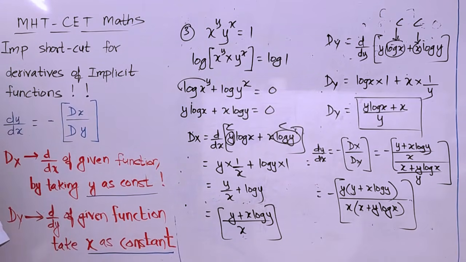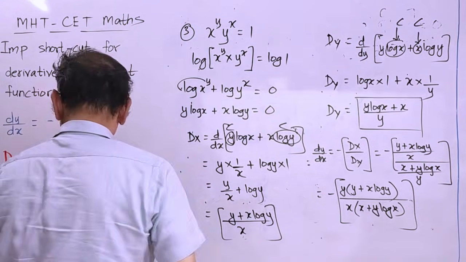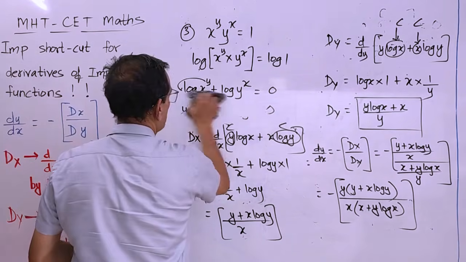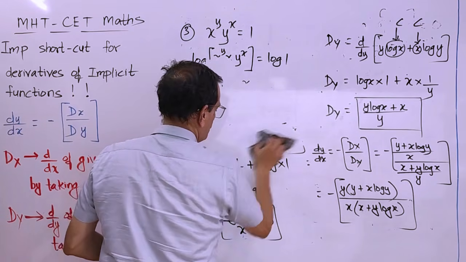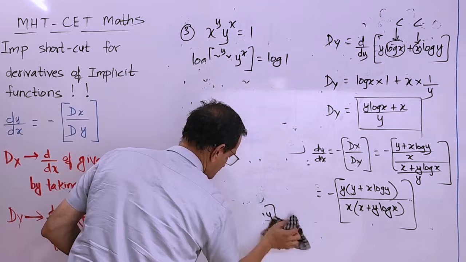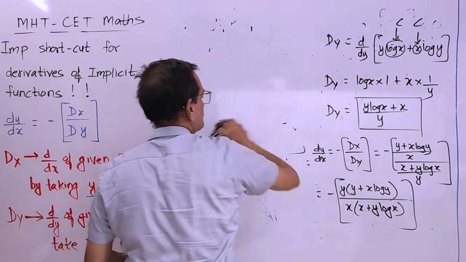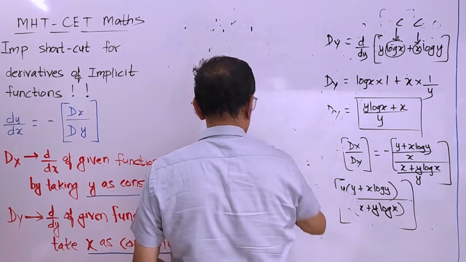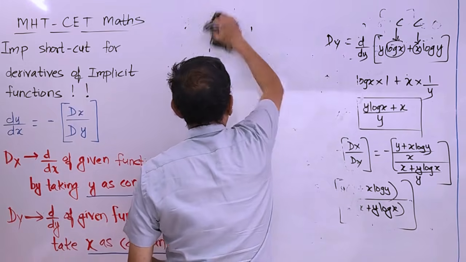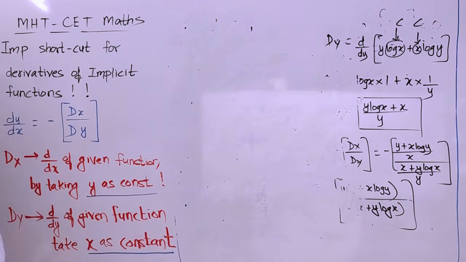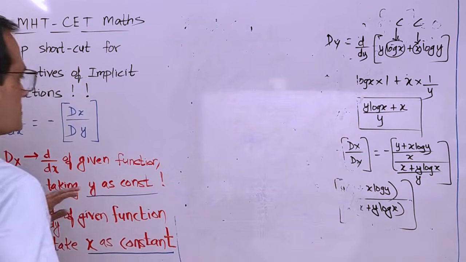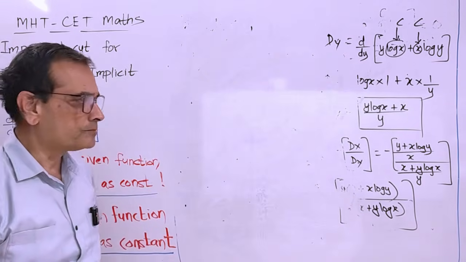Now you got used to this. Let us take one last sum based on the new formula, implicit function. Okay, it is almost half an hour. Now we can slightly extend to 35 minutes.